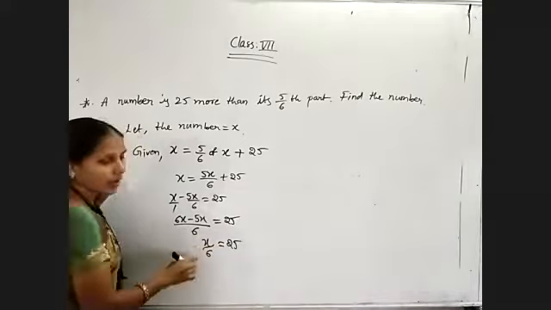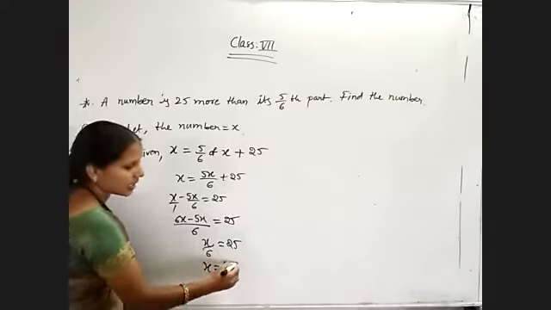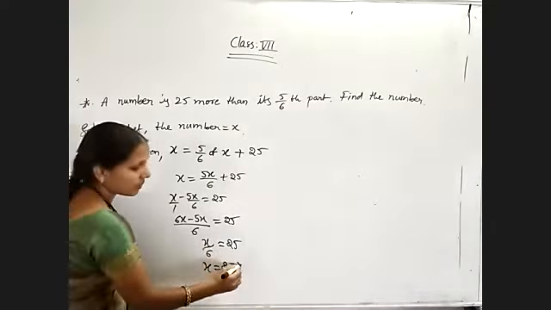So we want the x value. 6 is in division, so by bringing it to the other side, it will become multiplication. So x value is 25 into 6. 6 5s are 30. 6 2s are 12 plus 3 is 15. X is equal to 150.